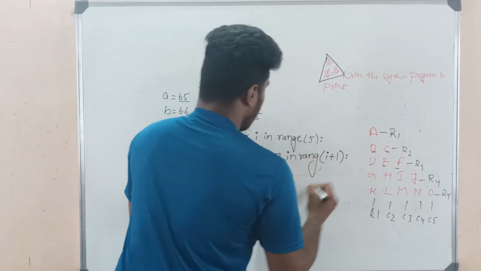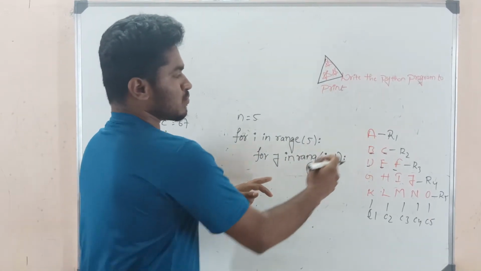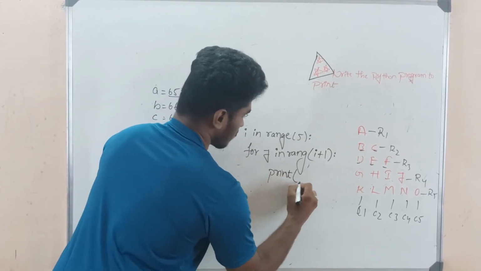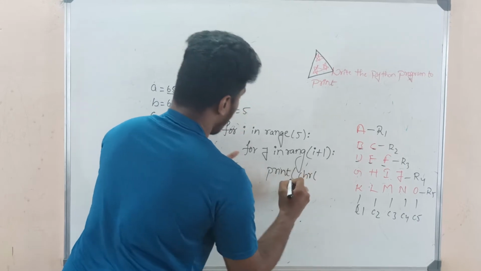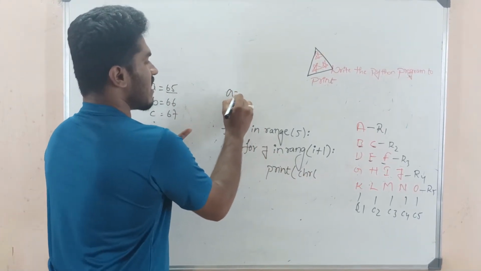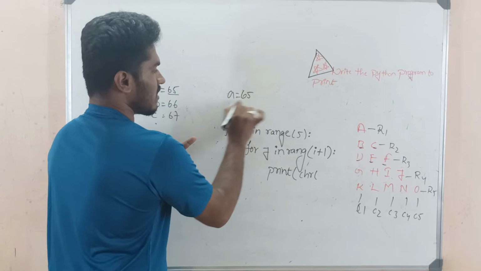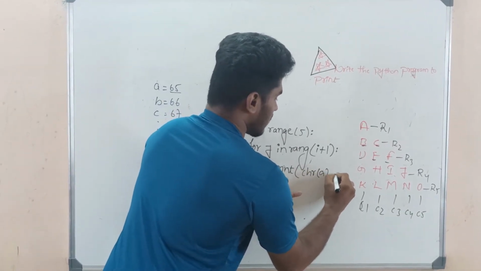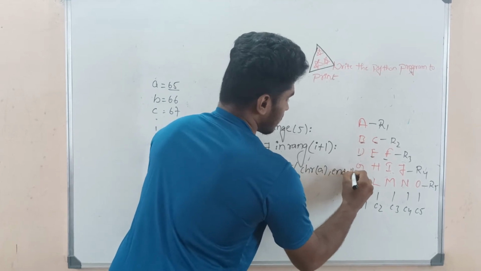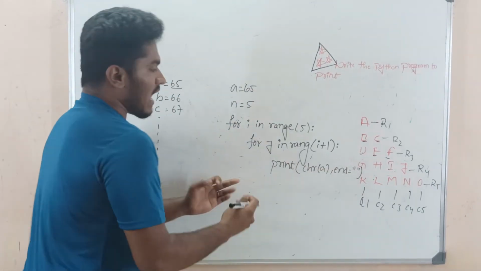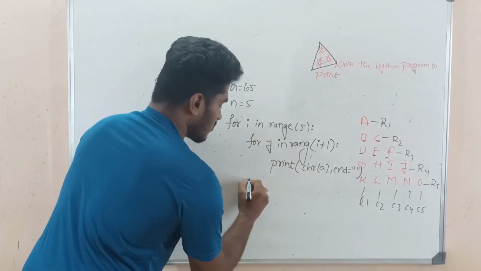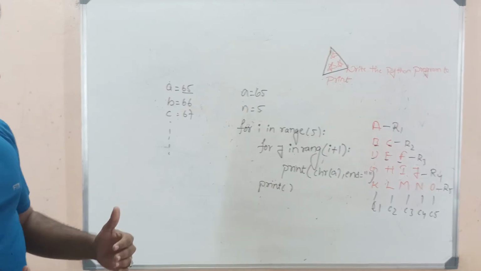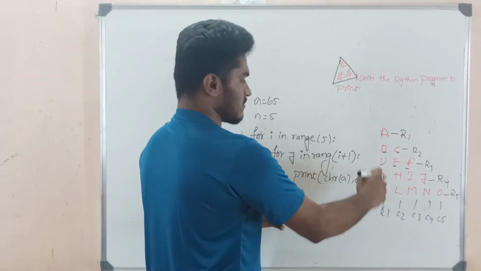Okay. Next, I am trying to print this particular A, right? So for that, print chr of A, where the initial value of A is 65. So print chr of A, okay, and then end. Next, I am just calling this for loop by using the print function. Okay, so you just try to execute it, this particular pattern will be displayed.